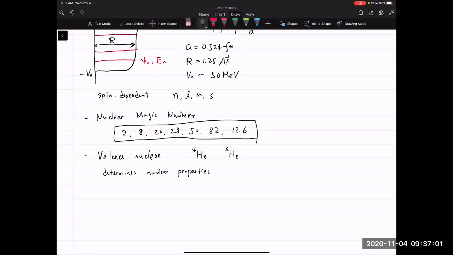Again, this is very similar to atomic physics. In the case of helium, the electrons are completely filled, and we only have 2 electrons, compared to lithium. Lithium has 3 electrons, and the extra electron is called the valence electron. This extra electron is free to be lost for lithium. That's why lithium has a very high chemical reactivity. So very similar here.